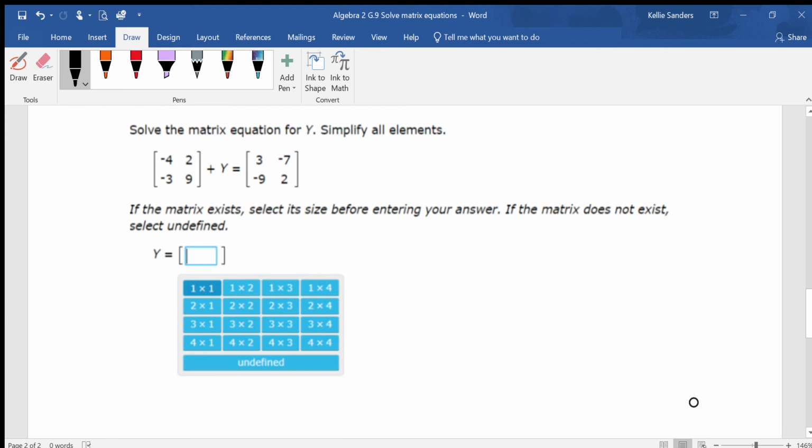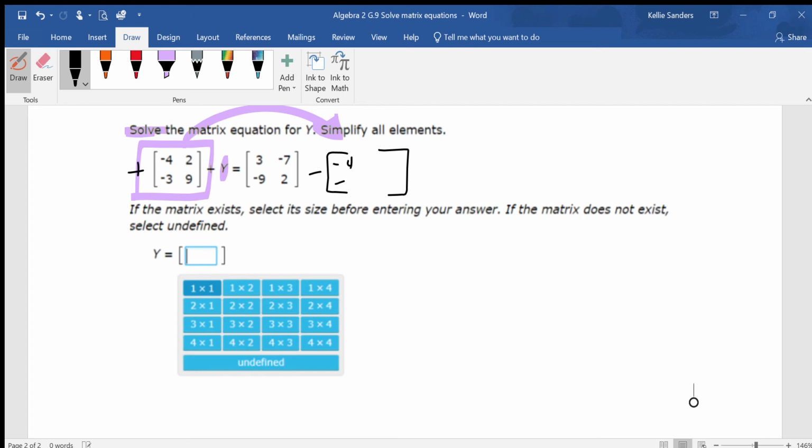Now I'm going to do it a little bit different. If you understood what I just got finished doing, that's fine, that's great. That's how I want you to do it. Or, if you know the goal is to get y by itself, and you're solving, how about taking this matrix over to the other side and subtracting it, because right now it's positive. If you take it to the other side, you're going to subtract it.